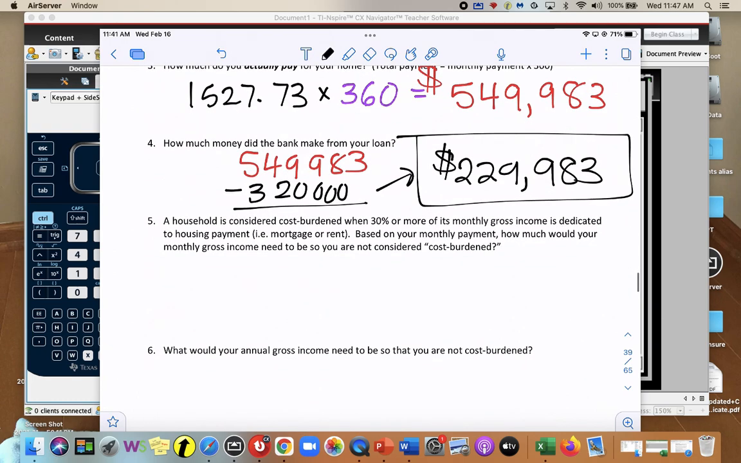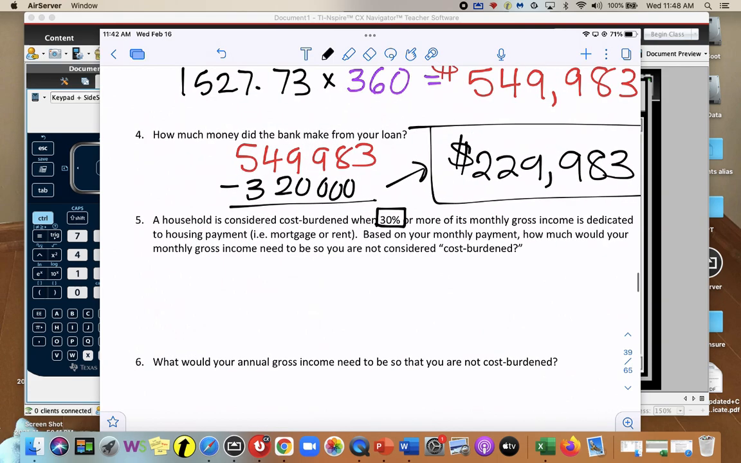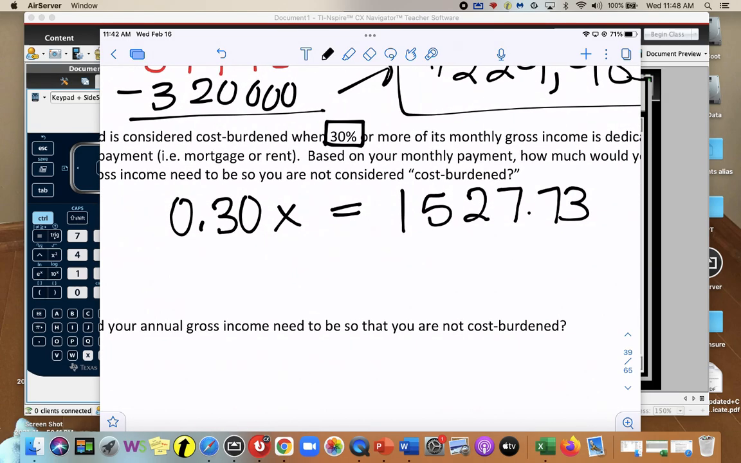A household is considered cost burdened when 30% or more of its monthly gross income is dedicated to the housing payment. Based on your monthly payment, how much would you have to make every month so that only 30% is going towards your house and the rest you can use for other bills and for groceries and other things, so that you're not considered cost burdened? So again, what we're trying to figure out is 30%, if I change that to a decimal, of some number. Our salary, 0.3 times X, is this monthly payment of $1,527.73. We want this to be 30% of our monthly income. So to get X by itself, we can divide by 0.3.